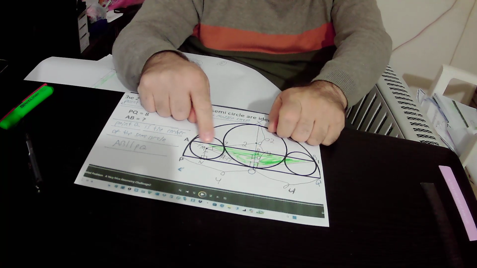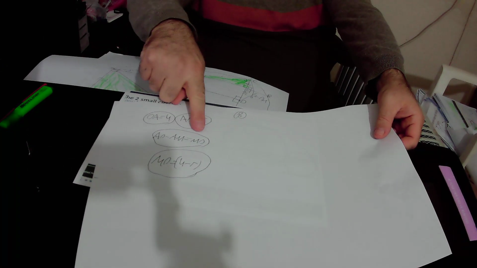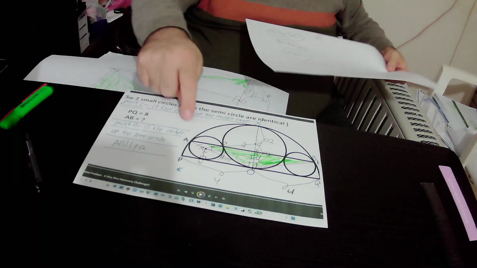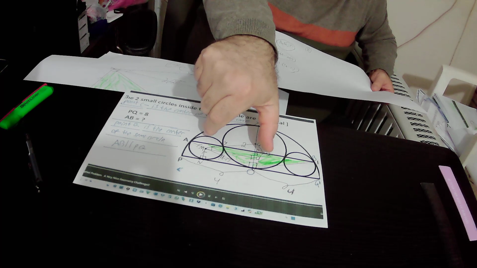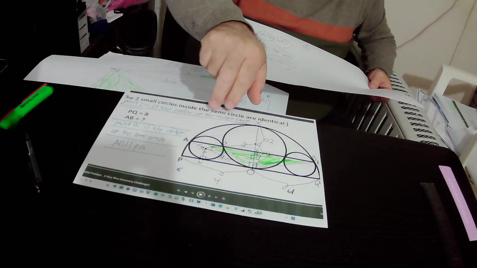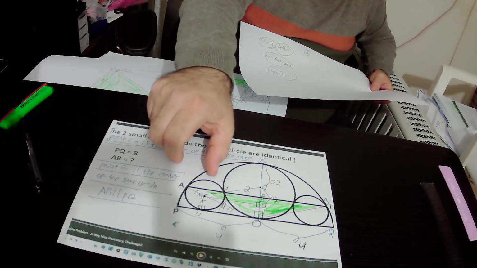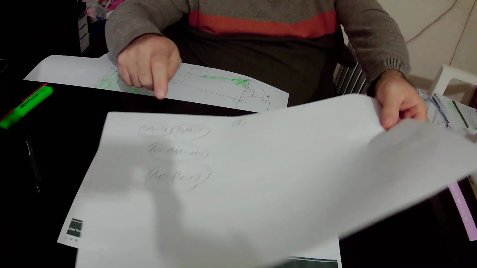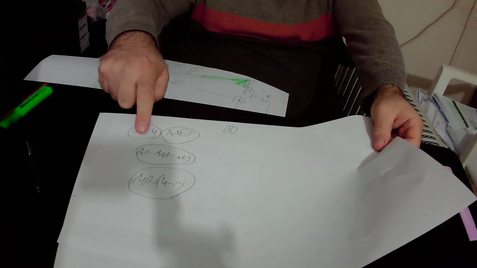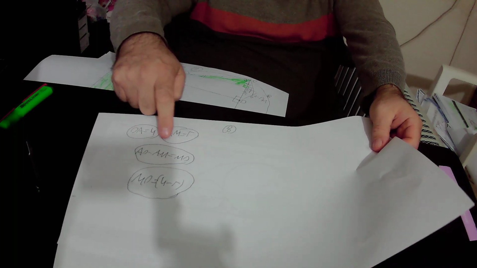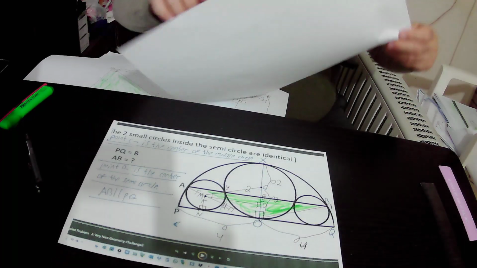AO minus AM equals MO. But we know that AO is the radius of the semicircle. It equals 4 units. And AM equals R, the radius of the small circle. So MO equals AO, that is 4 units, minus AM, that is R. So in total we found out that OM equals 4 minus R.